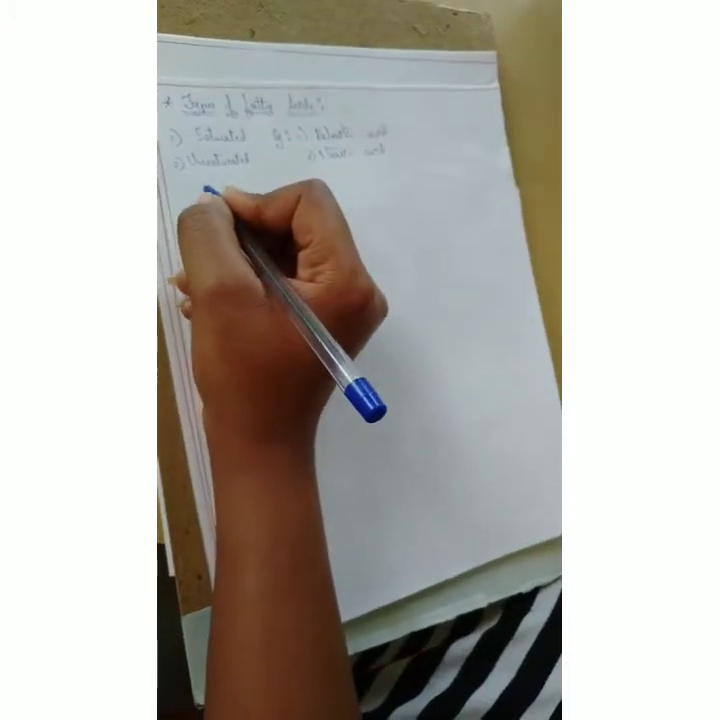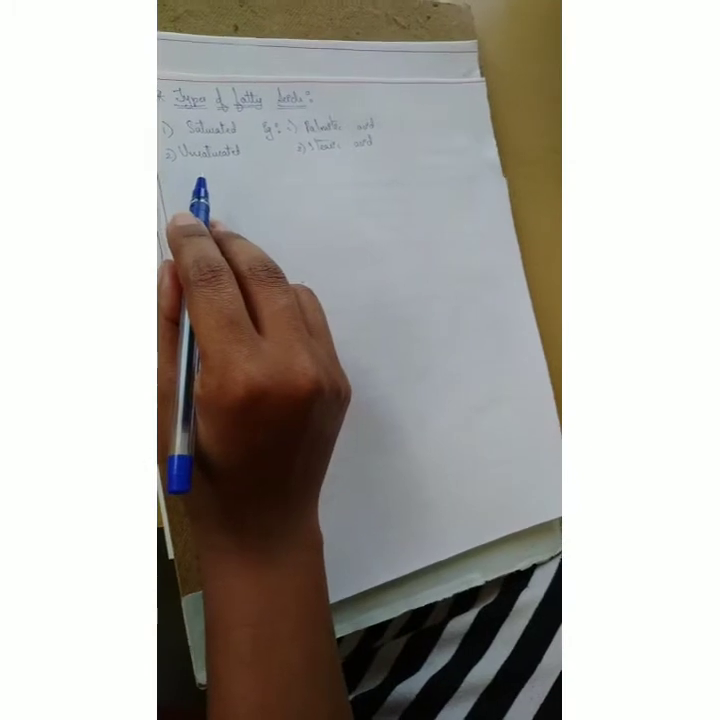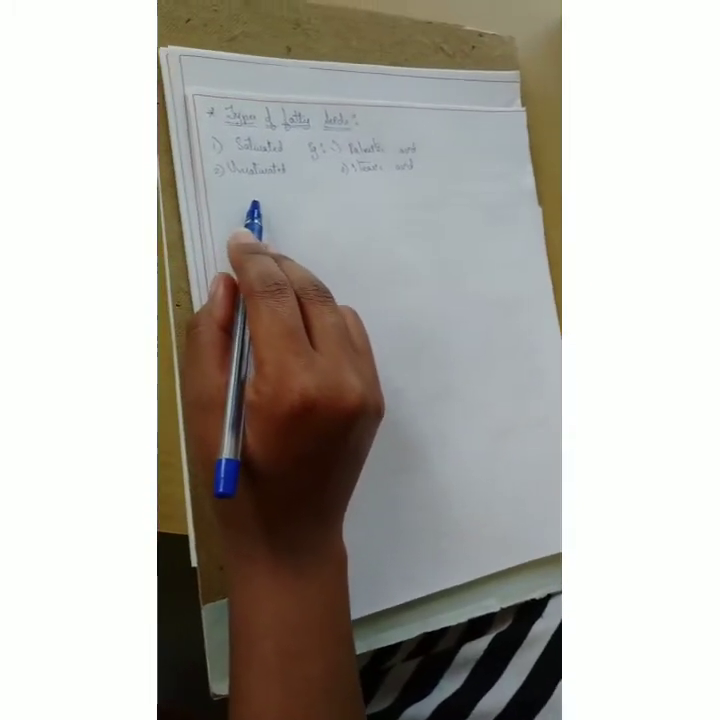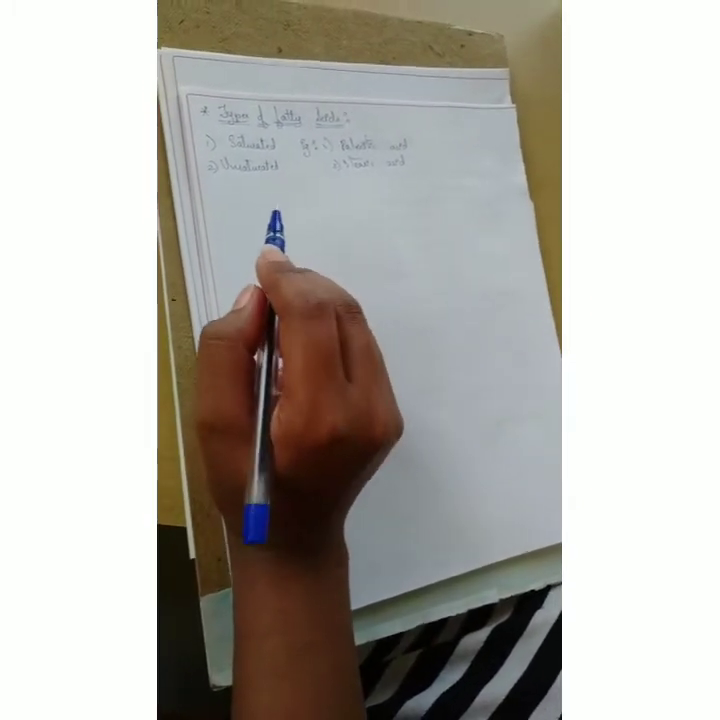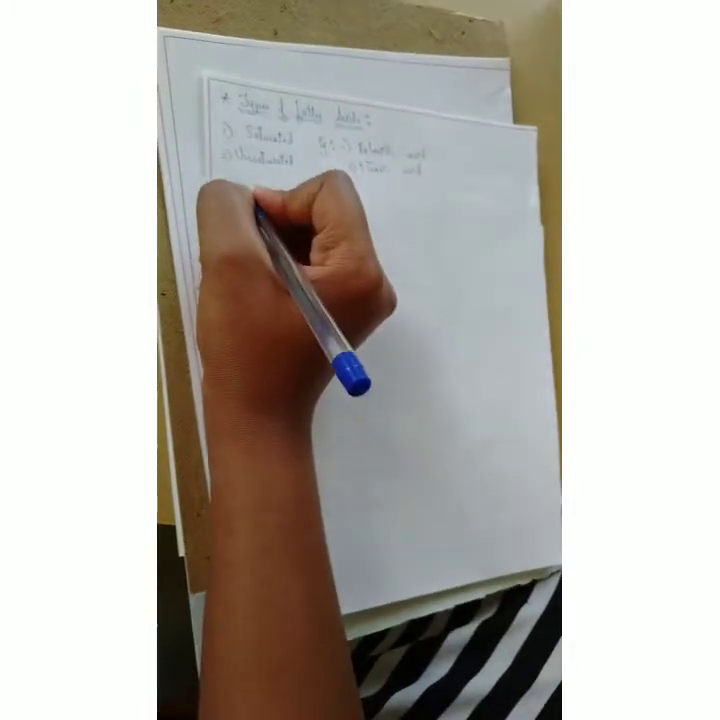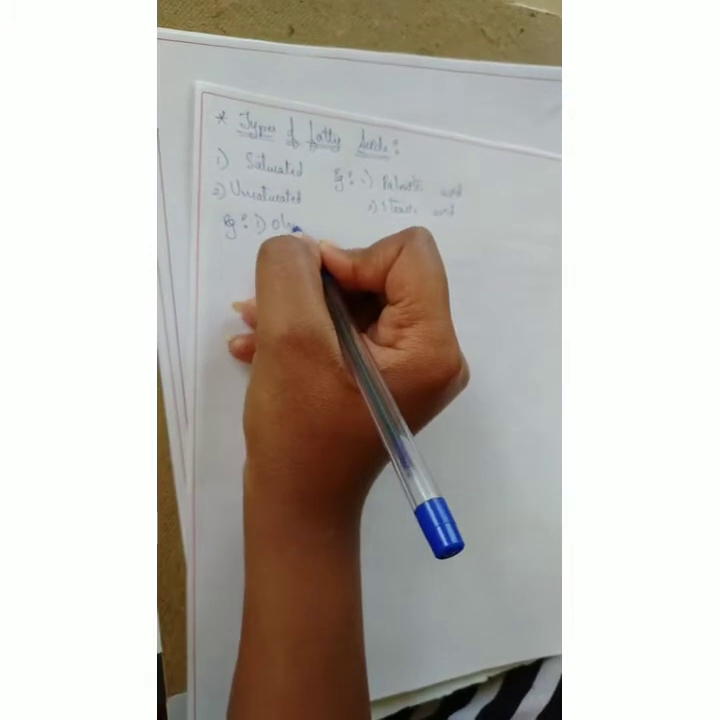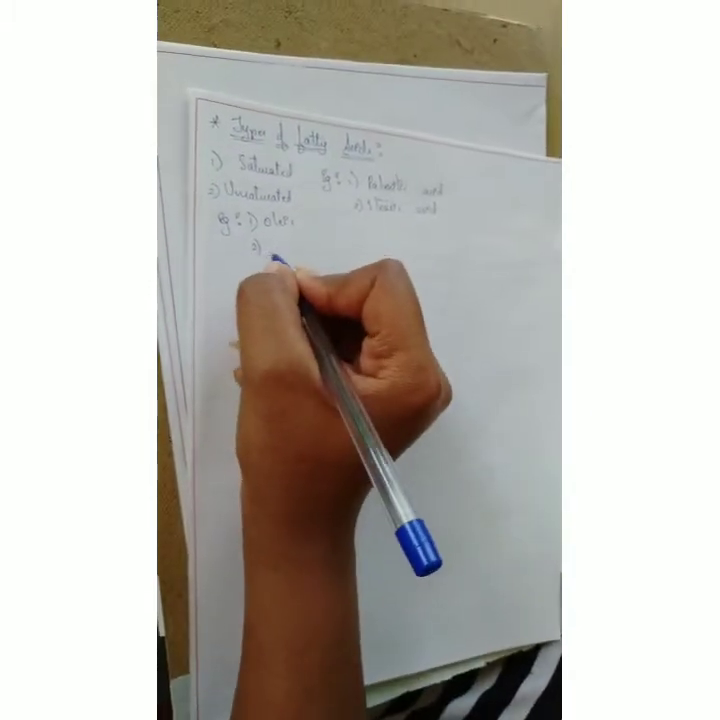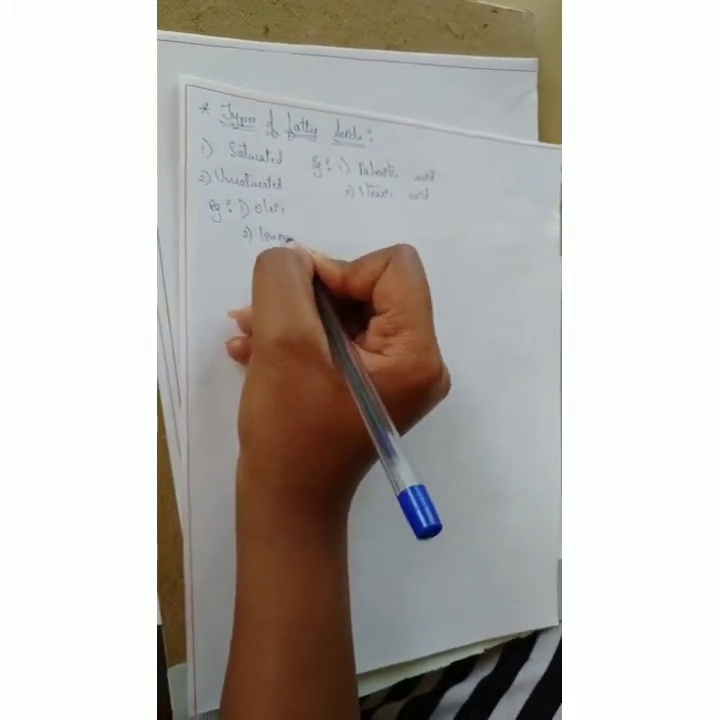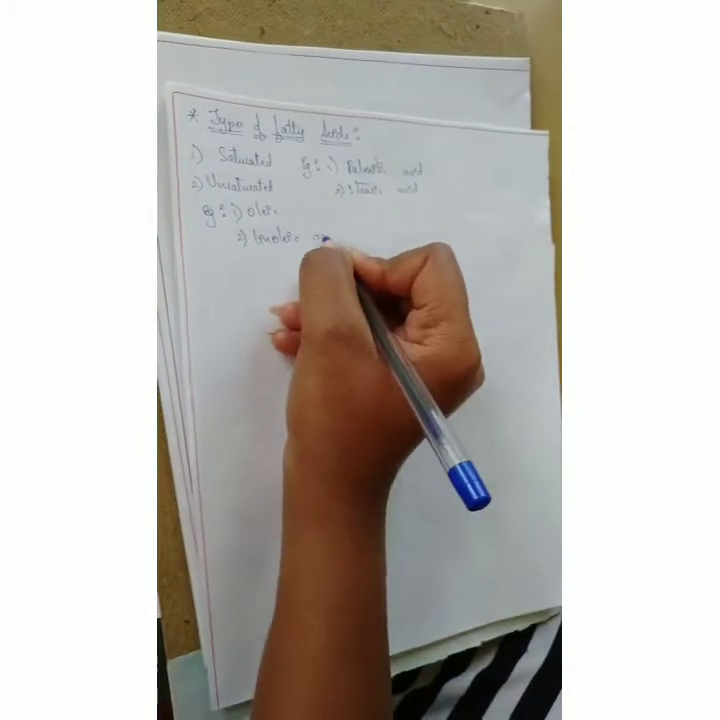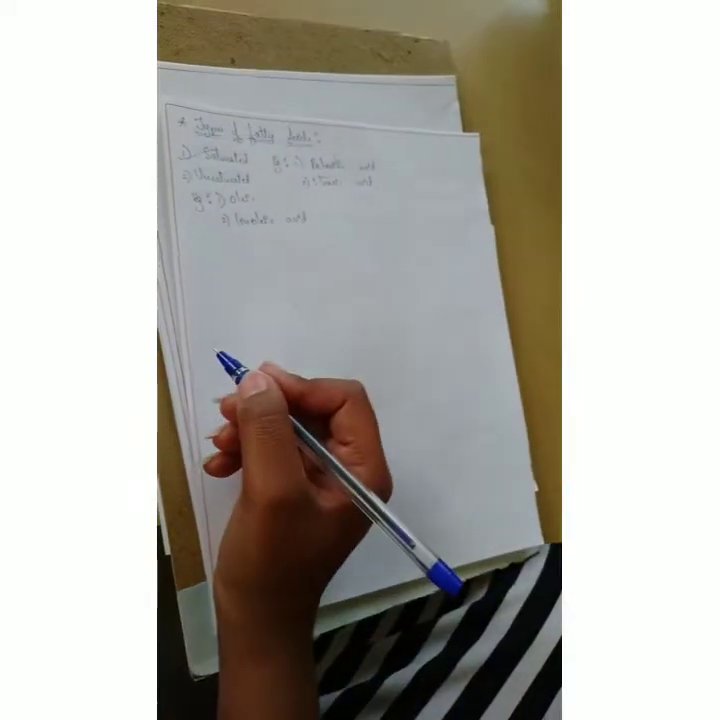An unsaturated fatty acid is a type of fatty acid which has one or more double bonds in the fatty acid chain. Examples for this are oleic acid and linoleic acid. So, I'll be teaching about saturated fatty acid in today's class.